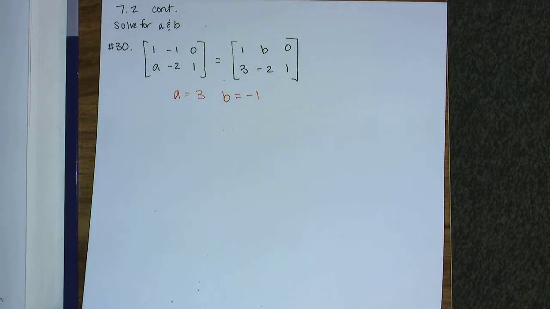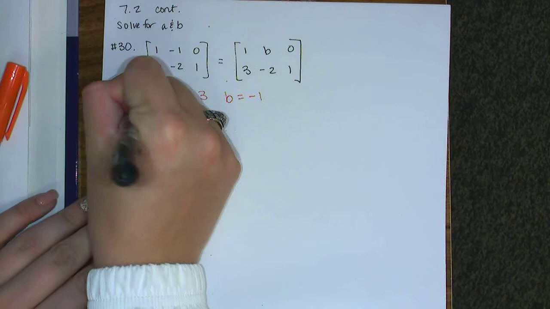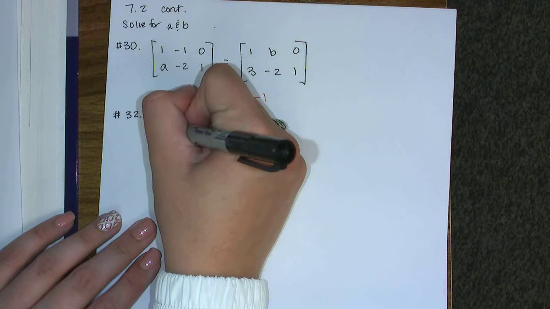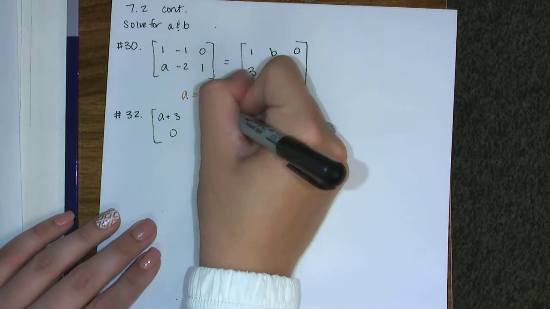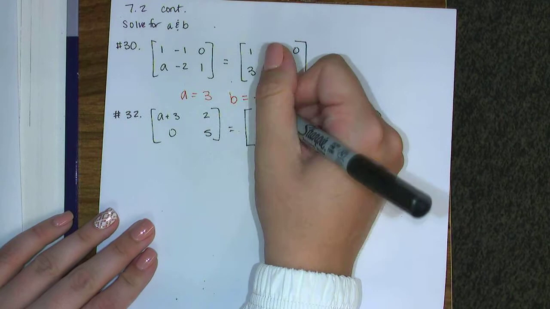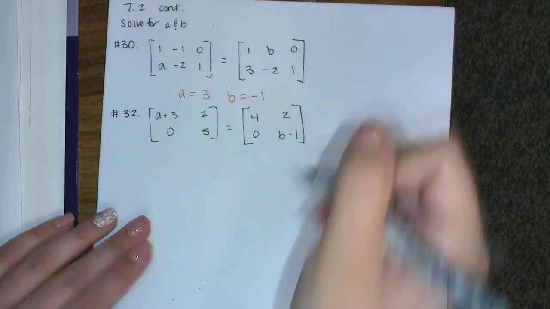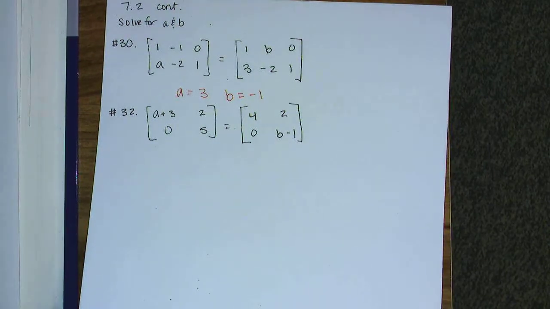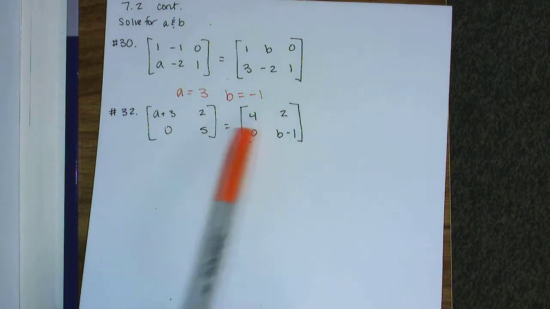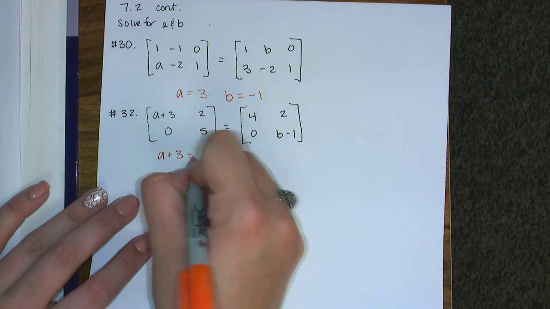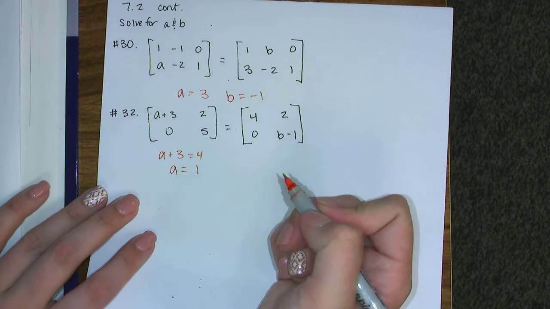Alright, but obviously they do get a little harder. So let's look at 32. So we have A plus 3, and then we have 2, 0, and 5 is equal to 4, 2, 0, and B minus 1. So same process, but it just takes one extra step. Just so we can see it, I'm going to set it up. You guys probably could just say what it is without having to actually set it up. But A plus 3 is equal to 4. So A is equal to 1.